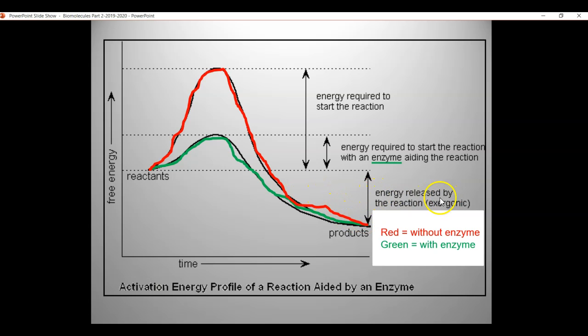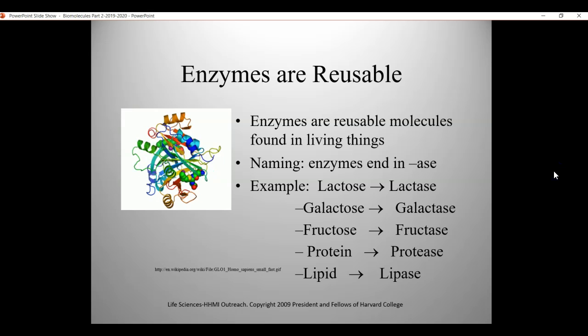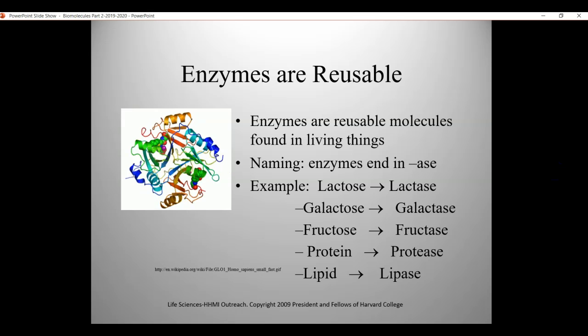Then this is the energy released by the reaction right here, once it reaches past the point of where the reactant was. Now I've got my products. However, if I throw my enzyme in, then this energy is almost cut in half. So the energy required to start the reaction with an enzyme makes it much quicker to get to the same product. All right, so enzymes are reusable, as I stated with the enzyme substrate complex.